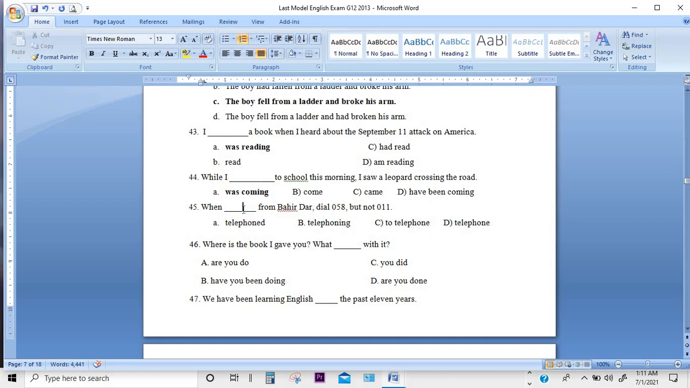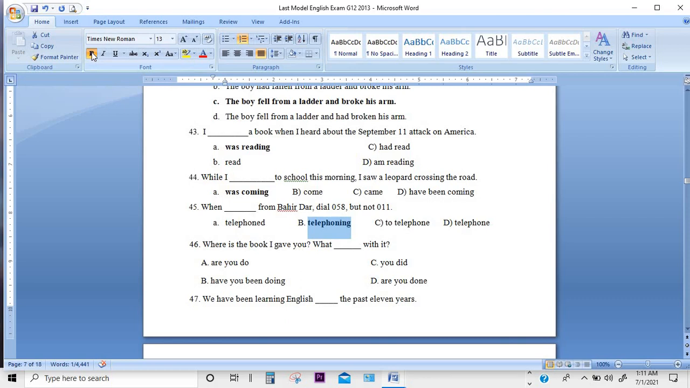When telephoning from Bahir Dar, okay, when telephoning from Bahir Dar is our answer. Okay, when telephoning. So it's a present participle, or it is a gerund.